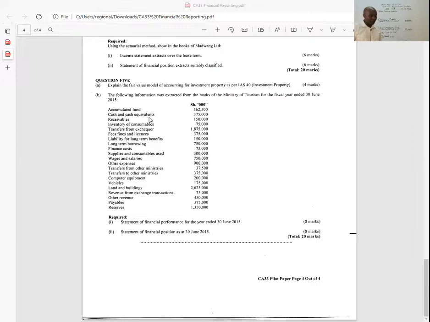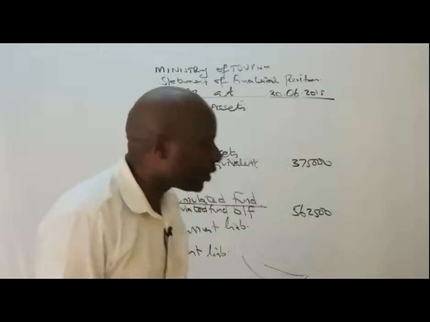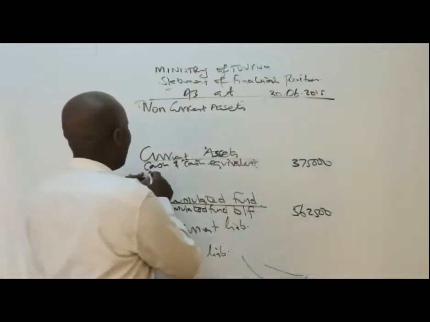Of course, I know it's statement of financial position, but where exactly? In the statement of financial position, where exactly? Receivables. Current assets, thank you very much. So receivables, 150,000. Current assets, receivables.